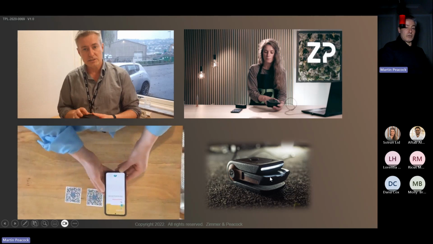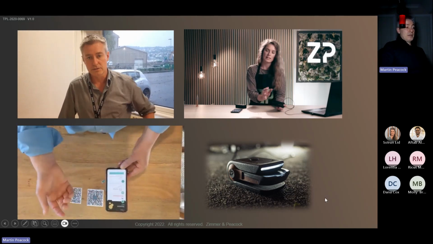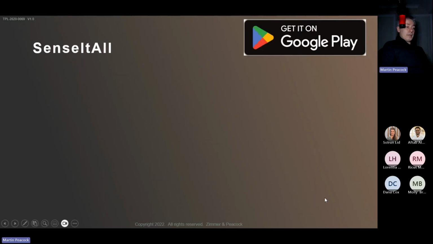So we're very interested to obviously hear about it because then we may be able to add it to the menu as well. So Sense It All, just as FYI, one of the things that has changed with Generation 4 as well is that we've made an Android app.